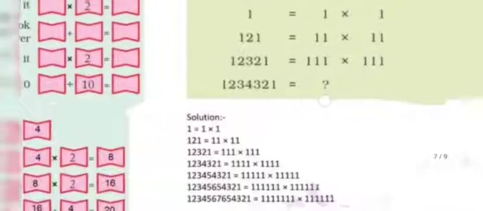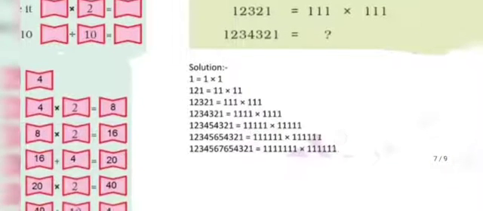Now one more number pattern is there students. You can see here it is 1. So it's 1 multiplied by 1. When it is 1 2 1, that means 11 will get multiplied by 11. When it is 1 2 3 2 1, this is actually the answer of multiplication of 111 multiplied by 111. So students, what number will come here?